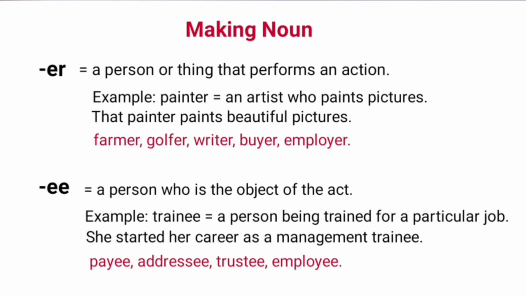Double E is used as a suffix for a person who is the object of the act. For example, trainee. It means a person being trained for a particular job. She started her career as a management trainee. Other examples: payee, addressee, trustee, employee.